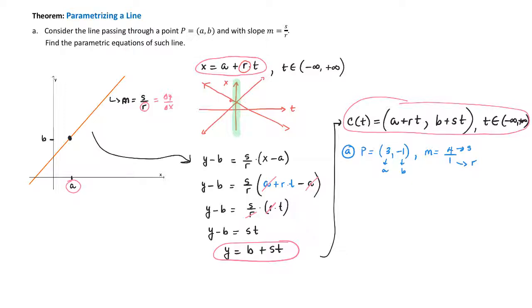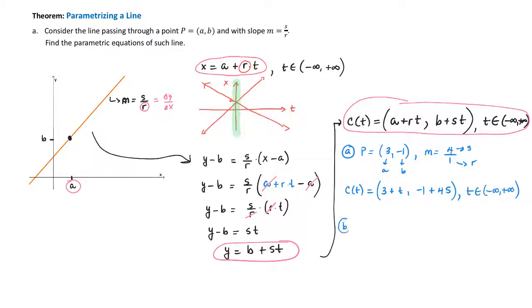So then the parametrization, or a third parametrization of the same problem, would be 3 plus t, and then negative 1 plus 4t, where we know that t is within negative infinity, positive infinity. That's an easy way to do that.